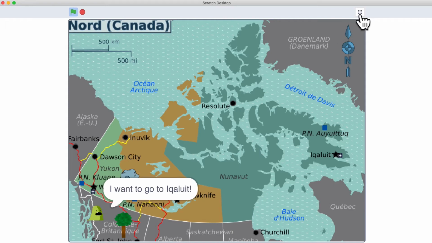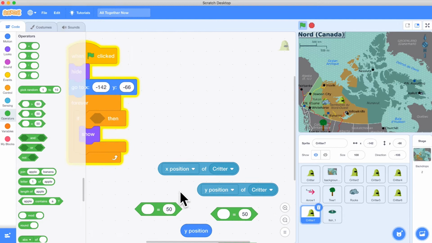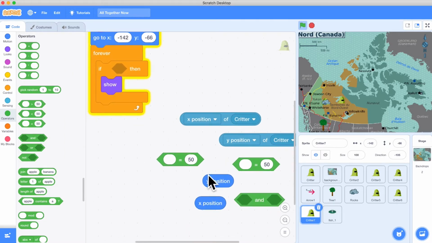We're going to look at another hide and seek variation, one that does work, and it's a little bit tricky, this one. We're going to look at matching the X and Y positions using some green operator blocks and some sensing blocks and some motion blocks.